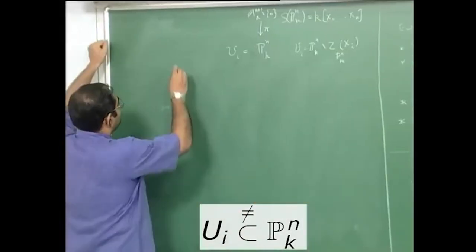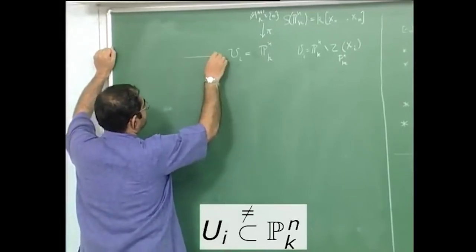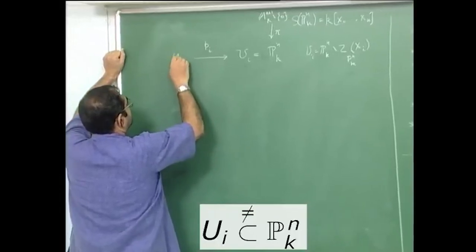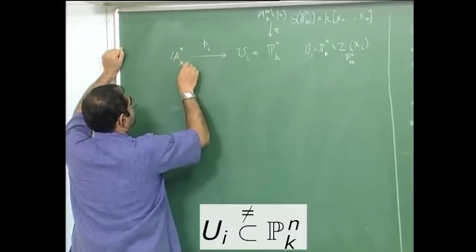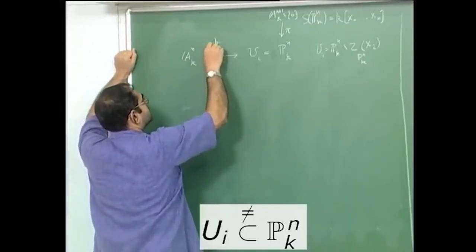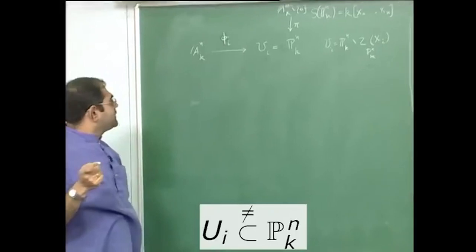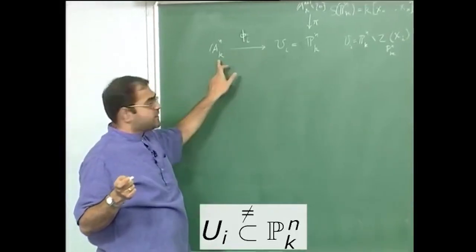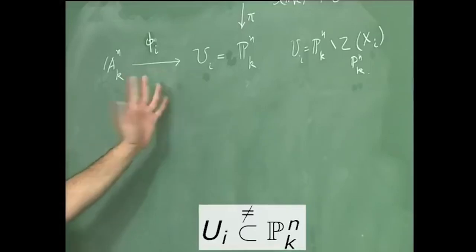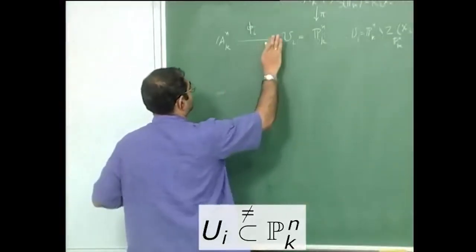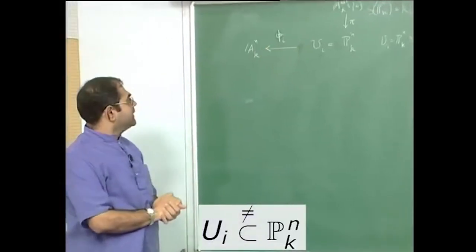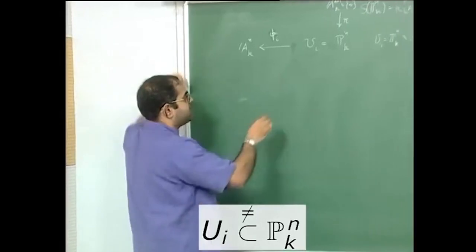Okay, and then I told you that there is a map phi_i from A^n to U_i, and I would ask one of you to check whether phi_i was defined in this direction or the other. Was this the map phi_i or was it the other way around? Okay, so it was the other way around. So let me stick to the notation I started with earlier, and this map was very simple.